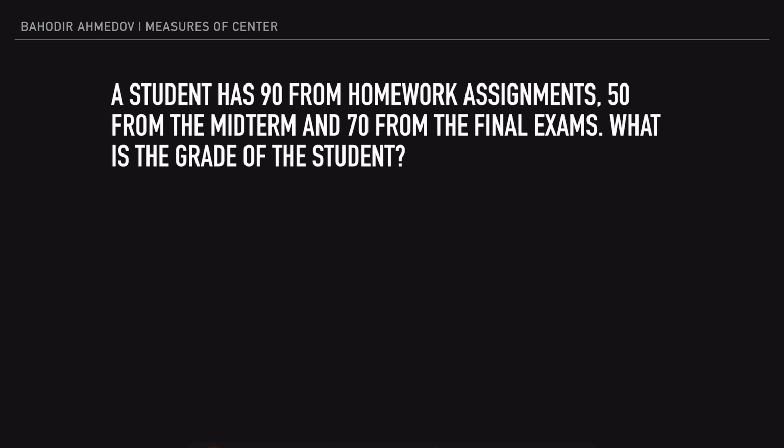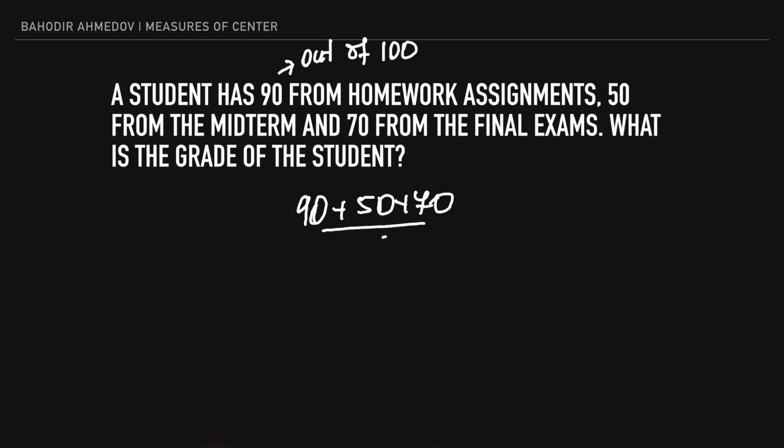We are going to introduce something called a weighted mean now. Let's assume that a student has 90 from the homework assignments, 50 from the midterm, and 70 from the final assignment. So what's the grade of the student for this course? 90 out of 100, 50 out of 100, and 70 out of 100. What do you think? Should I just add 90, 50 and 70 and divide by 3 in order to find the grade? Or should we do something else?